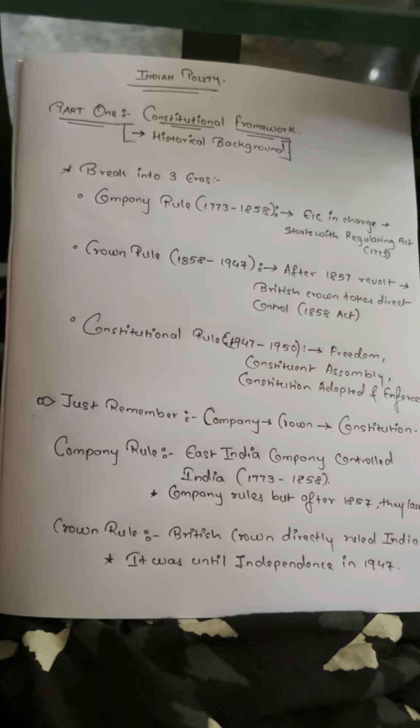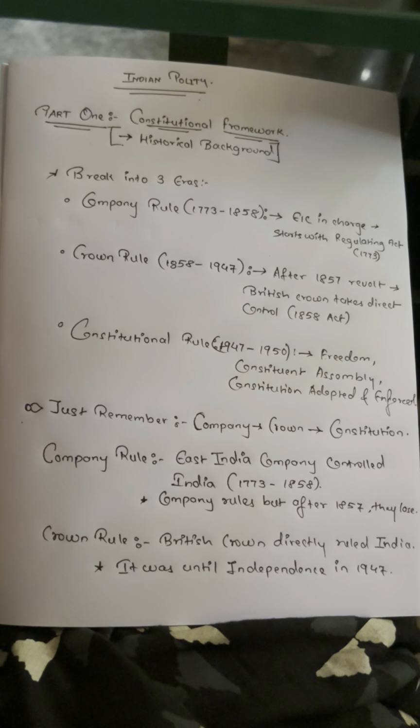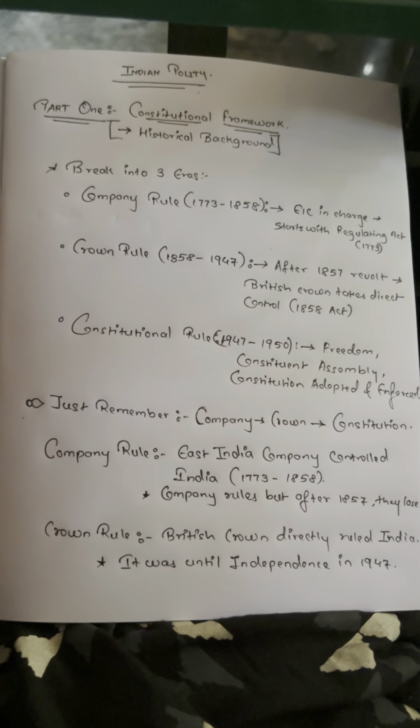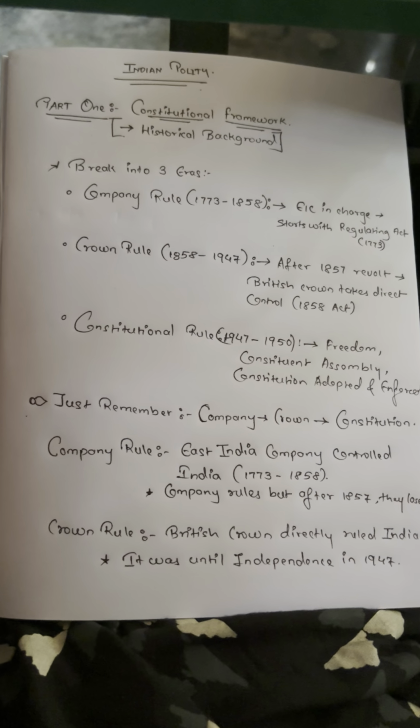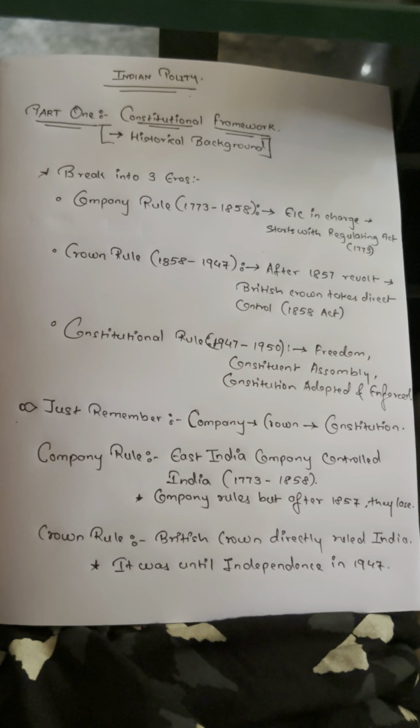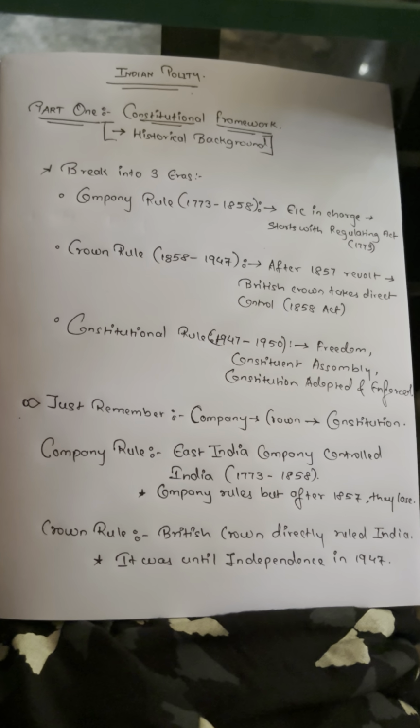So, how to remember about the company rule? And that is, East India Company controlled India 1773 to 1858. Company rules, but after 1857 they lose.